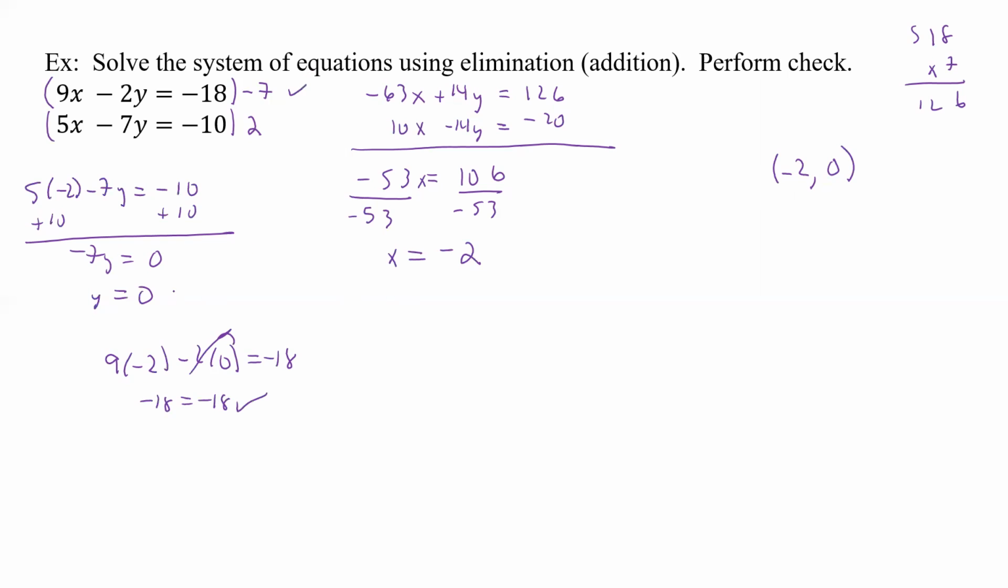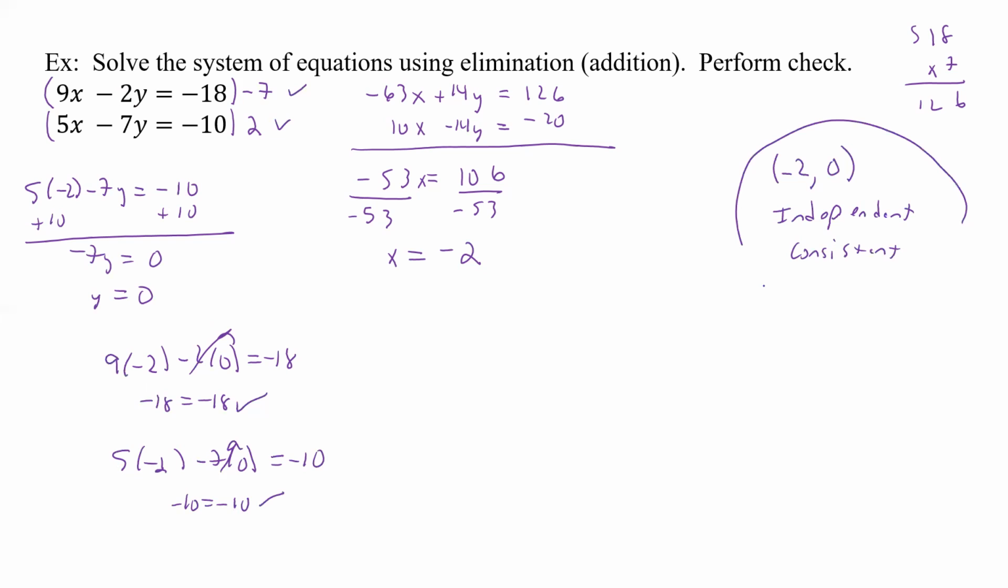That looks good. And also, when you end up with 0 as one of the solutions, either x or y, it makes it a really easy problem because you can just say, well, that's 0, and then you just have to do one little calculation. Now we have 5 times negative 2 minus 7 times 0. Well, that's 0. And that's equal to negative 10. Well, that's negative 10 equals negative 10. So it checks there as well. And so we have our independent and consistent solution of negative 2 comma 0.